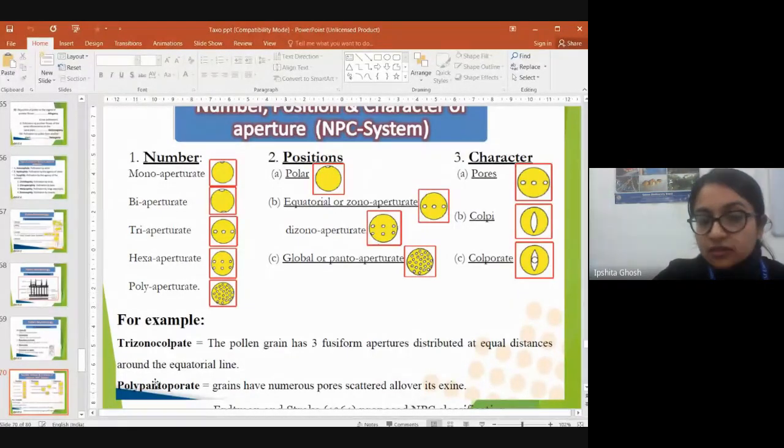And once you get the name, you can categorize it into other parts. You can categorize which type of pollen grain it belongs to, and if you can identify the plant family, you can do that. Okay. Is it clear so far? Yes, ma'am. Yes. Okay.